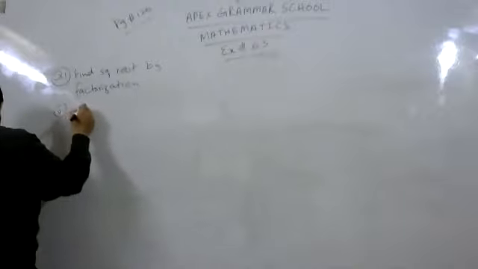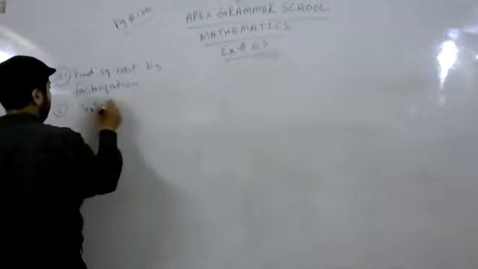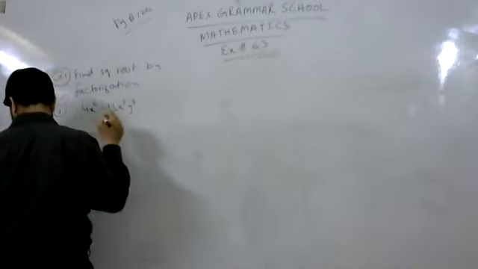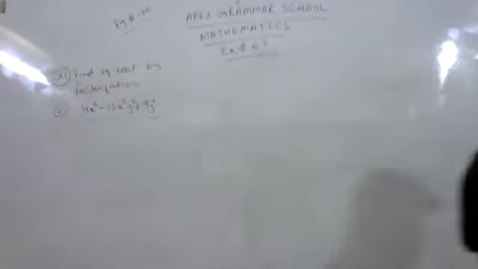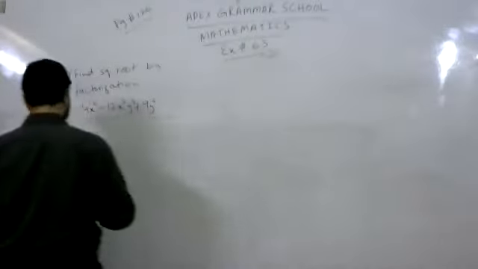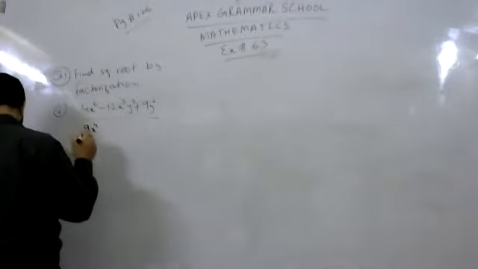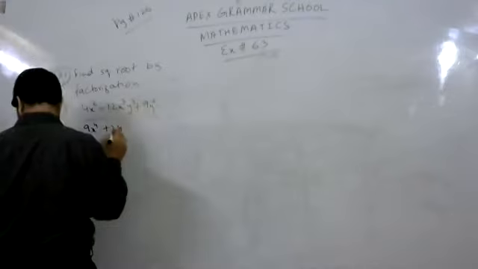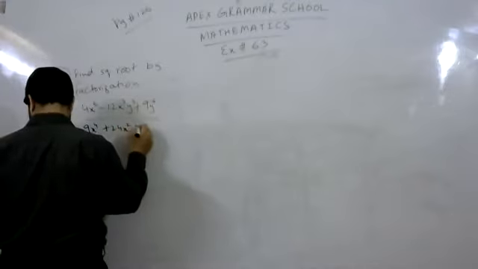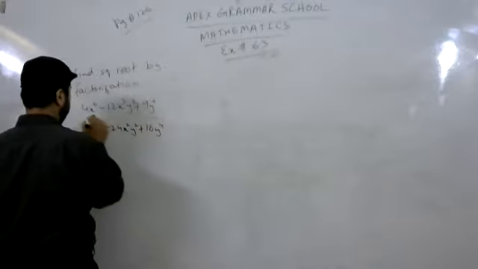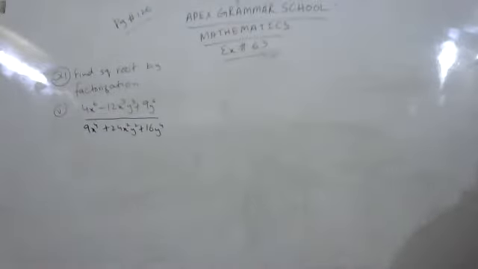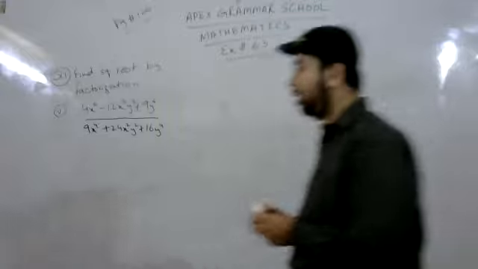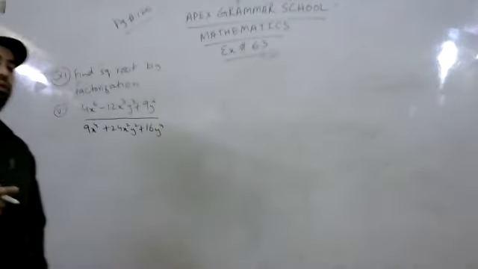Part 5. That is 4x to the power 6 minus 12x cubed y cubed plus 9y to the power 6, and in the denominator 9x to the power 4 plus 24x square y square plus 16y to the power 4. Now we need to make the square root of it.